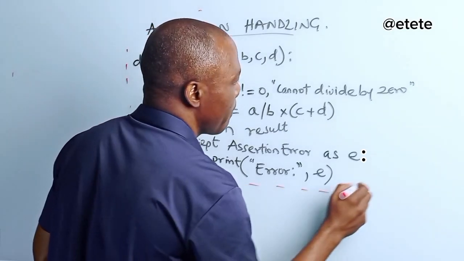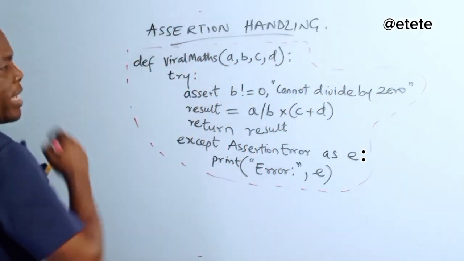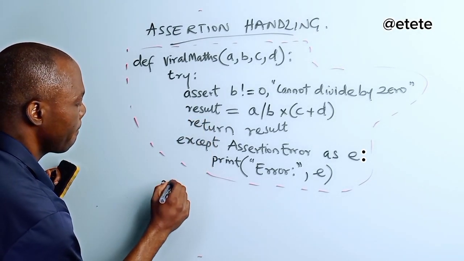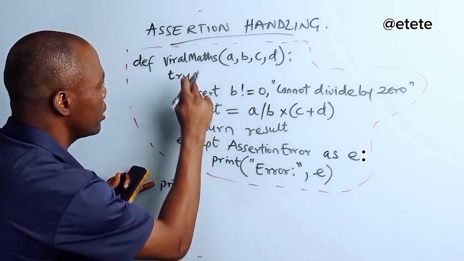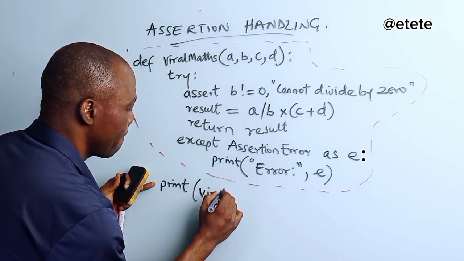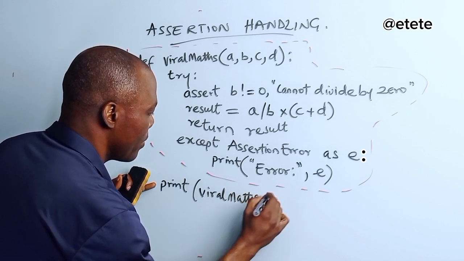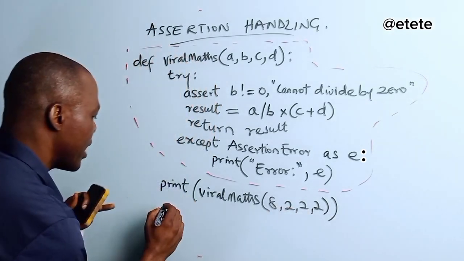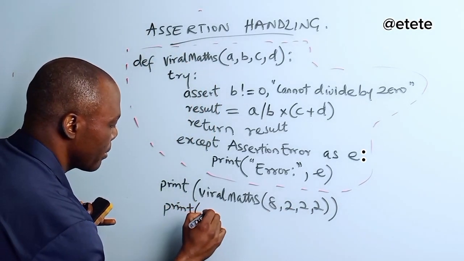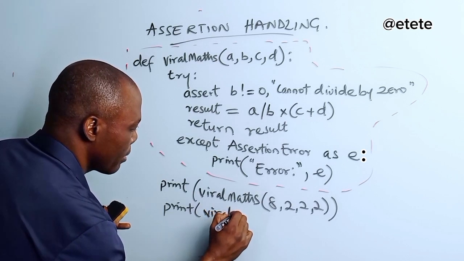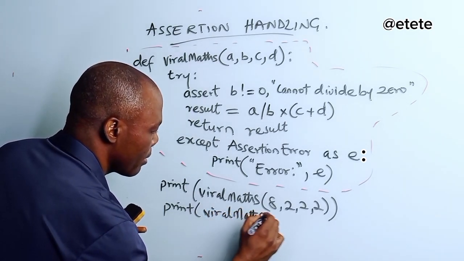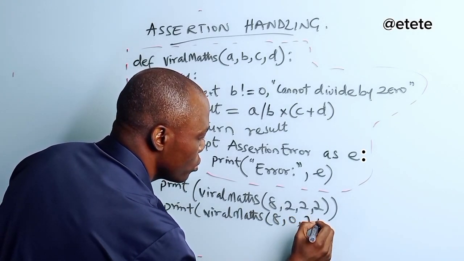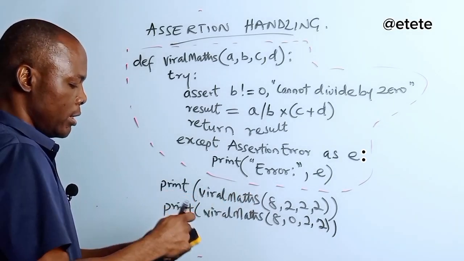I've created this as my function. Now I want to call it. So to call it, I will say print, right? And then I'll call this varmath, right? I will supply 8, 2, 2, 2, right? Then I will call it again with 8, 0, 2, 2, right? Now, this is the calling.